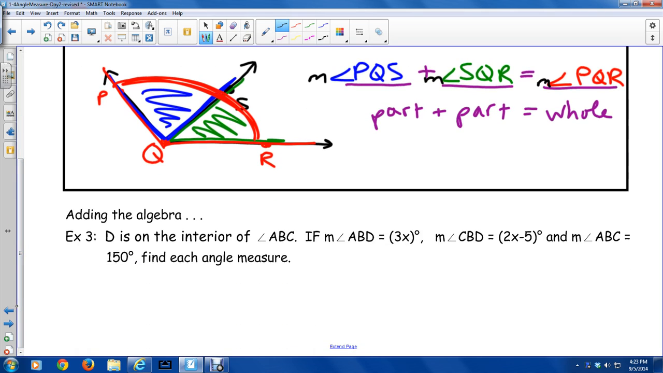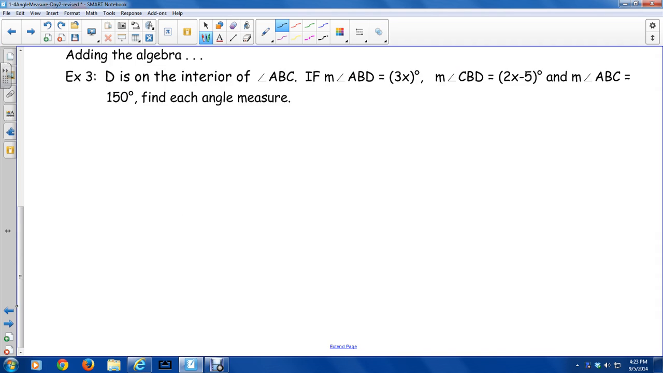Let's go ahead and work through an example, and all we're going to do is plug in some expressions and solve for angle measures in this one using our equation part plus part equals whole. If you want to go ahead and try it, go ahead and try it and then check your work. You can pause the video. I'm going to talk you through it. D is on the interior of angle ABC, so I'm going to draw almost the exact same thing that I drew up above.